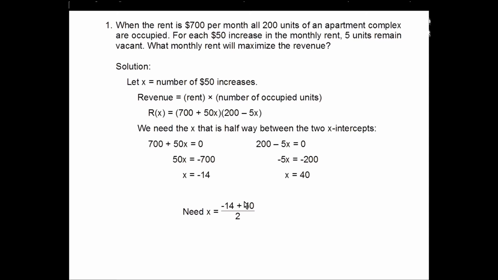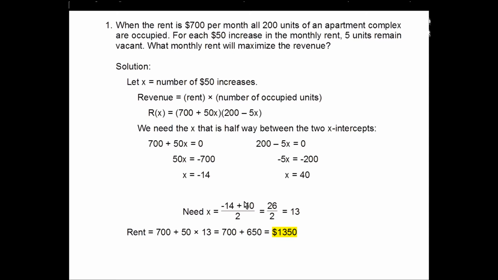We need the value of X that's halfway between. So we need X to be negative 14 plus 40 over 2, which is 26 over 2, which is 13. And remember what that means. We need 13 $50 increases. So the rent is going to be 700 plus 50 times 13. That's 700 plus 650, $1,350. So if you charge $1,350 under these conditions, you will make more money.